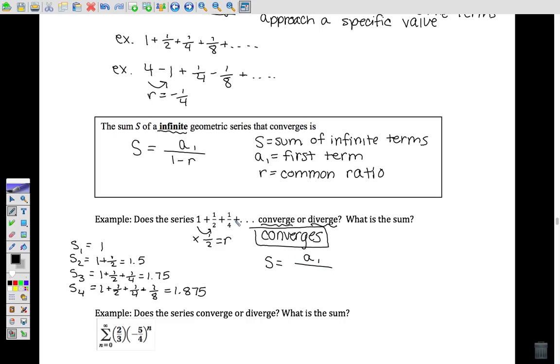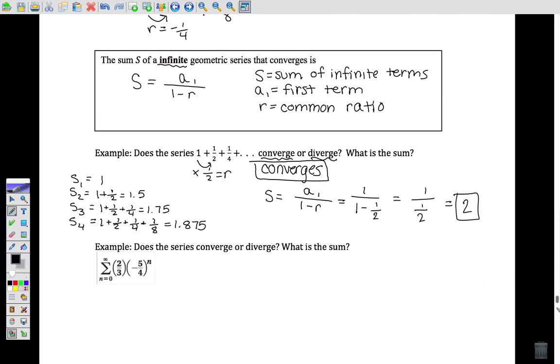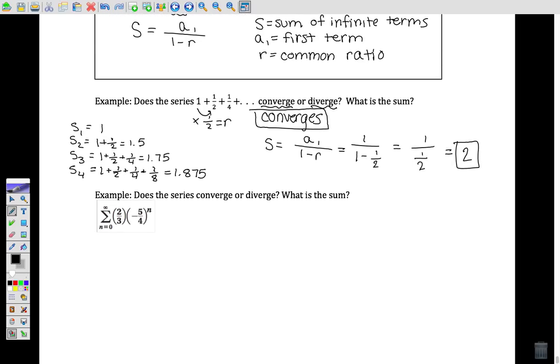Infinite series, because it goes on forever, it doesn't tell us where it ends. So it's just the first term over 1 minus the common ratio. First term is 1, common ratio is 1/2. 1 over 1/2, which is 2, means that's what our sum converges to. If I keep this pattern going on and on and on into infinity, it's going to get very close to 2. So that is actually what the infinite sum is for that series.